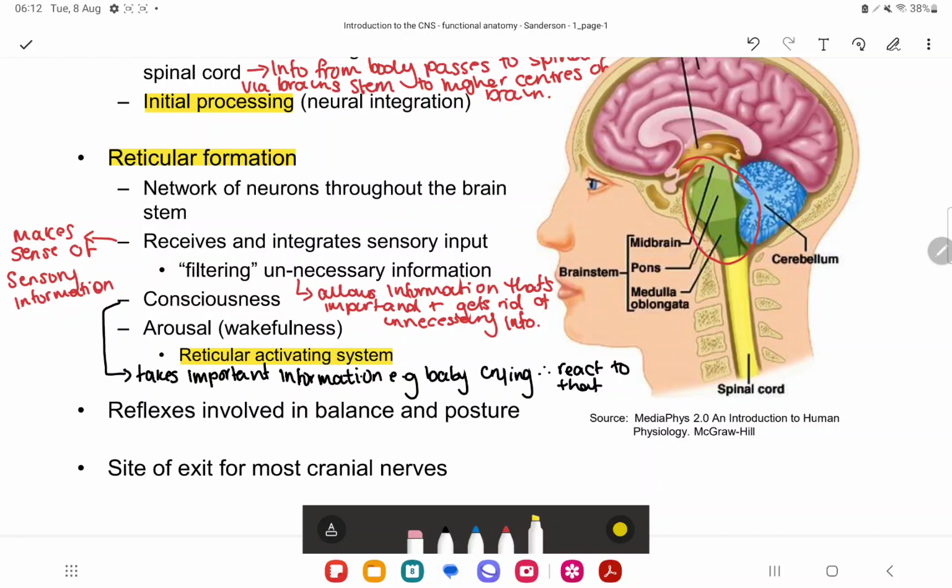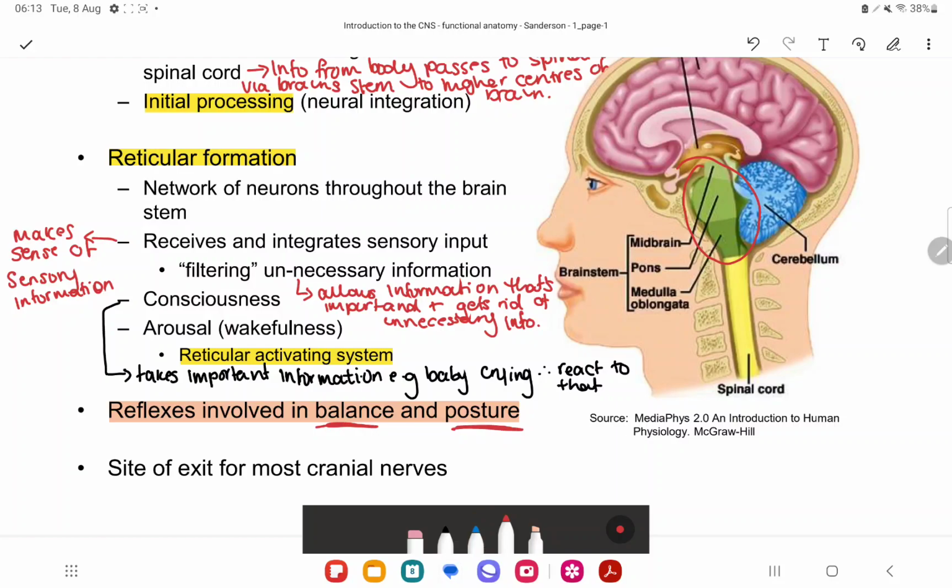Another thing over here, the brainstem as well is also important in balance and posture. That's another take-home message, so we can just highlight that. Nope, it won't allow me to. Let's see if I do a different color. Yes. So the brainstem is important in reflexes involved in balance and posture. But just remember, balance and posture.